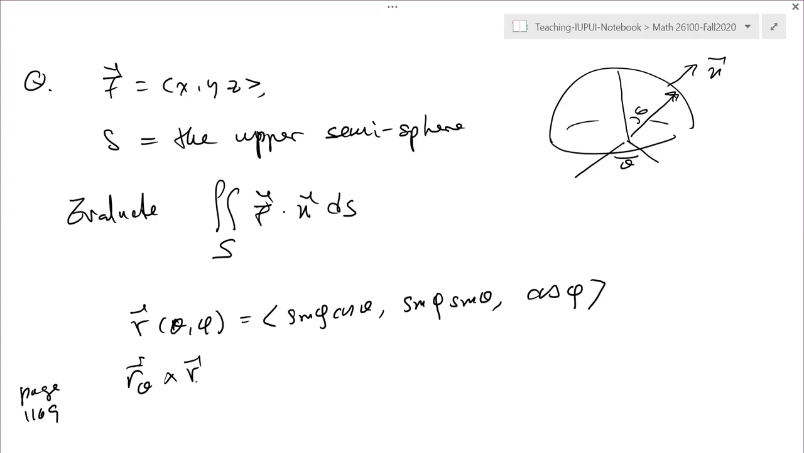So which one should be first? When theta increases, you get this direction, r phi. This is r theta and r phi. For the cross product, maybe we should use phi first, then theta, because this matches with the normal vector. So phi first. Okay, let me use my right hand.